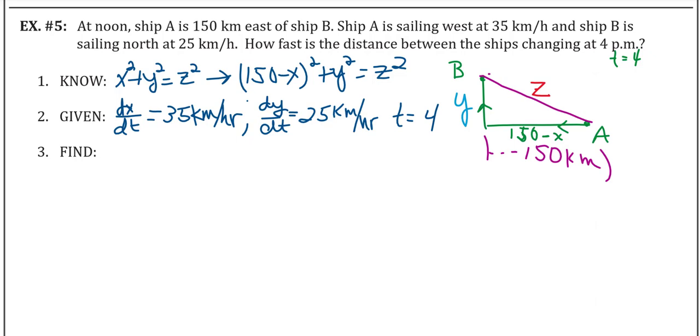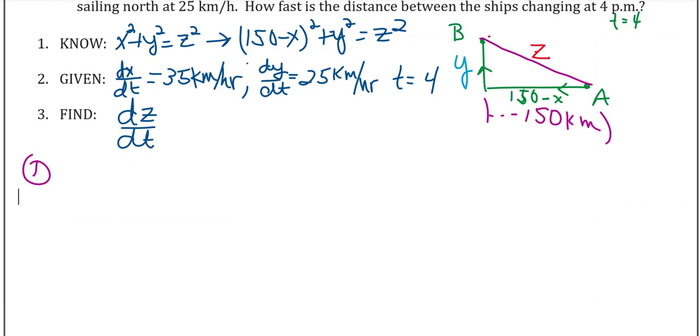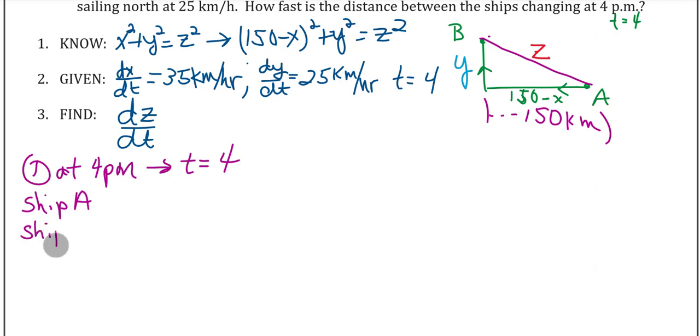Okay, the reason why we need that is in order to find dz/dt, we're going to have to find the position of those ships because we're going to need what their x position and their y position is. So the first thing I want to do is find out at 4 p.m., so that means t equals 4, ship A and ship B's position. And then I can find the z at that specific position too.